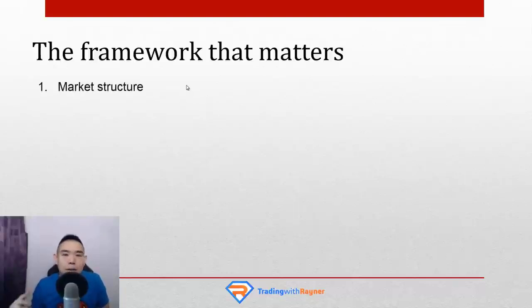Number 1, market structure. This is in essence trying to find out what the current market condition is so you know what to do. For example, if you know the market condition is in an uptrend, then you look for buying opportunities. If the market condition is in a downtrend, then you look for selling opportunities. So don't worry, I'll dive deep into this aspect later on.